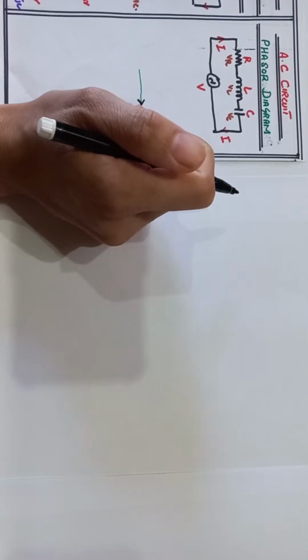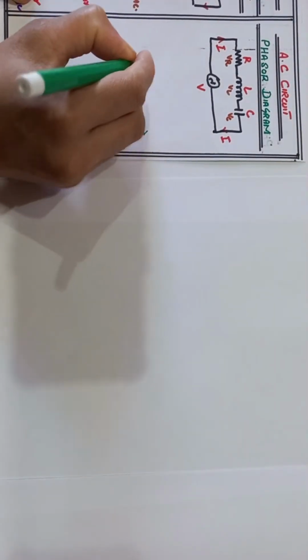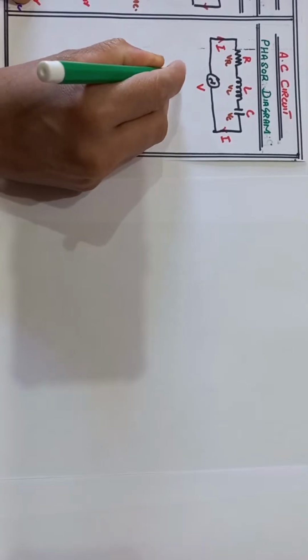Always lag behind the voltage VL by 90 degree. So here we write that the voltage always leads the current in the inductor L by 90 degree. So here we write the VL.